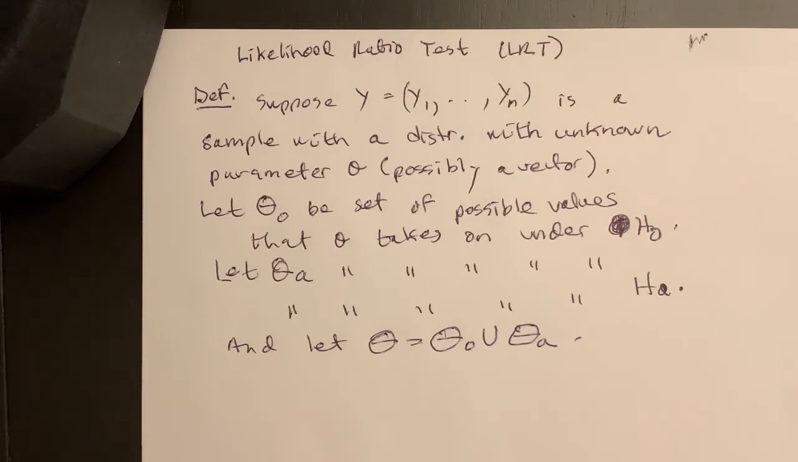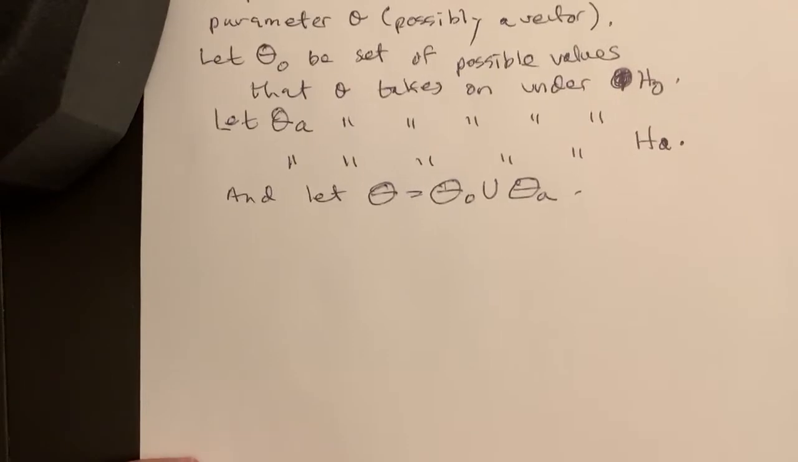So suppose we have a sample of size n of y, and y has an underlying distribution with an unknown parameter theta, which could be a vector, like theta could actually be mu, sigma squared, two numbers. And we'll let capital theta sub 0 be the set of possible values that the parameter can take on under the null hypothesis, and capital theta A be the set of possible values that theta can take on under the alternative hypothesis. And we'll let theta with no subscript be the union of these two disjoint sets.